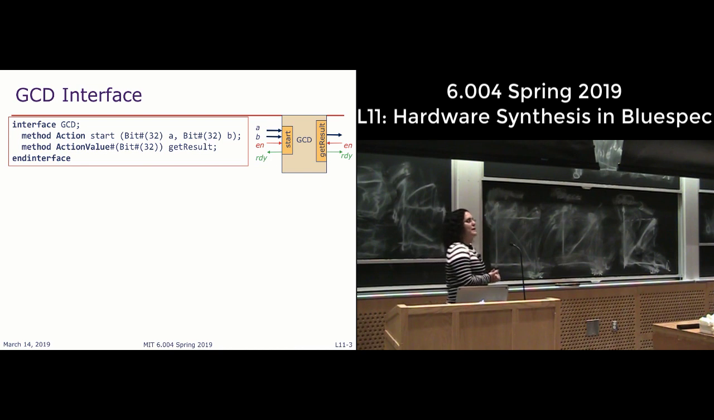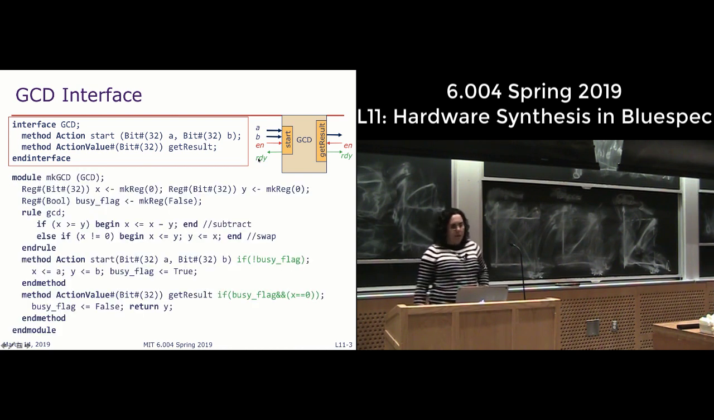So another example that we saw is this GCD interface last time. And once again, for both of our methods, we have a green ready wire. Because both of our methods are action methods, both of them have an enable. In the case of the start method, we have two inputs, A and B, which we see here in these blue wires. And then the action value method has a 32-bit output, which is shown with this blue wire.